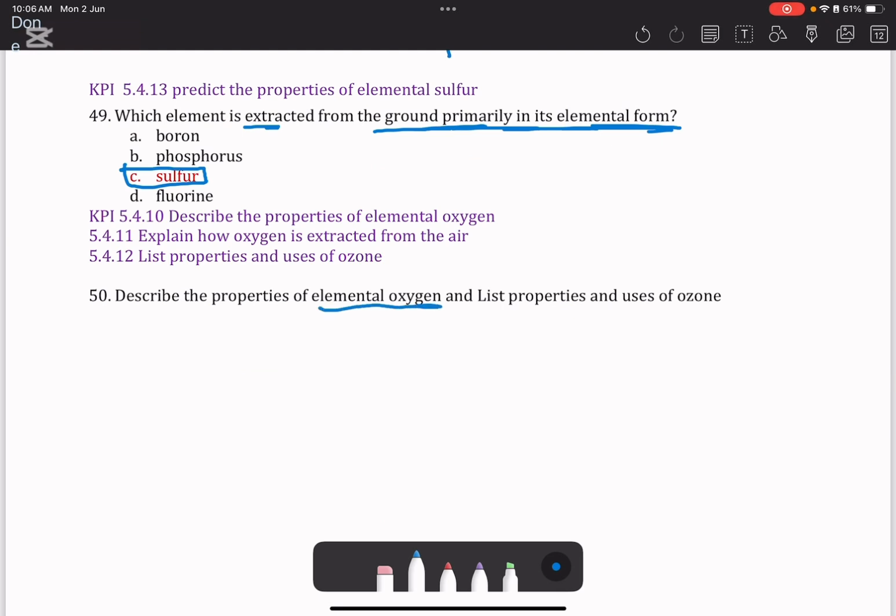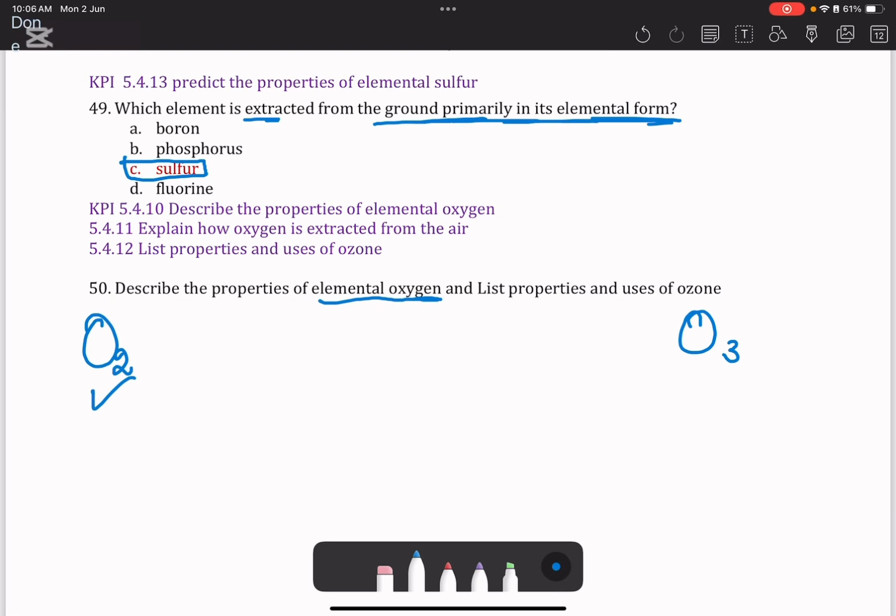Describe the properties of elemental oxygen. Elemental oxygen, we're talking about O2 and we're talking about O3. That's the elemental oxygen. The oxidation number of oxygen in the elemental form is always 0. So this one is a diatomic molecule. That's a triatomic molecule, molecular formula O2, molecular formula O3.